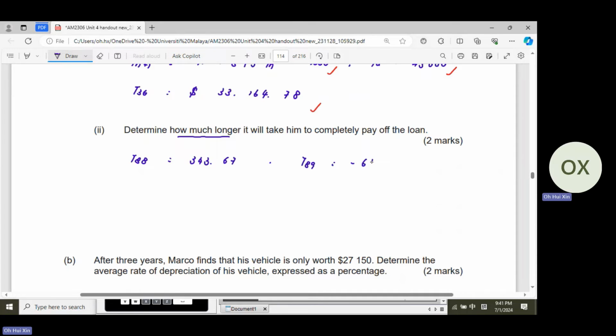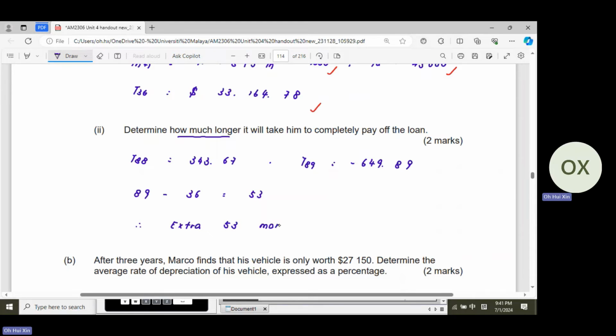And then T89, we have negative 649.89. So from that, we need to exclude the 36 months in the previous one that already settled. Which means that we need to use 89 minus 36, and from there we get 53. So how much longer? Then you still need an extra 53 months.